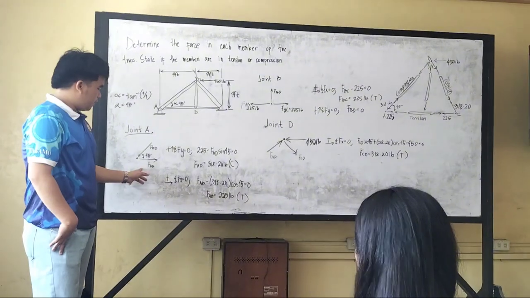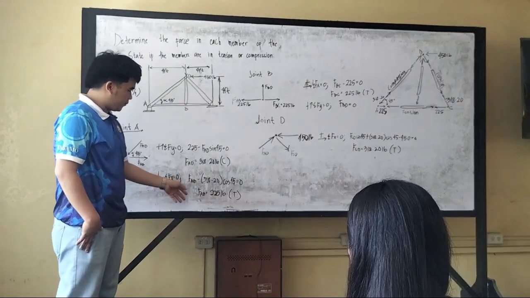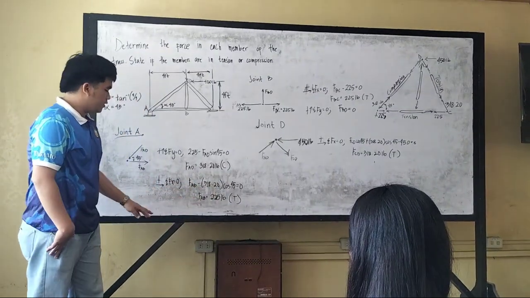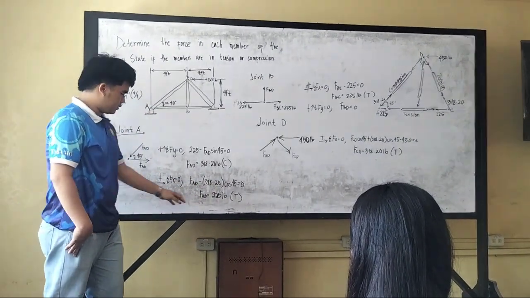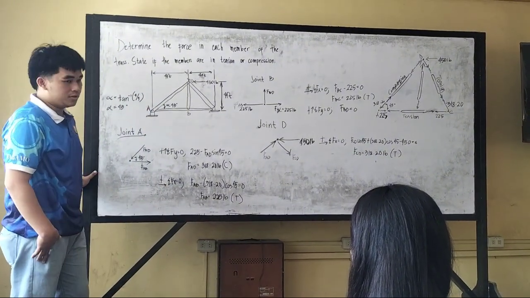So our FAB minus the 318.20 cosine 45 equals 0. So the result is 225 pounds tension.